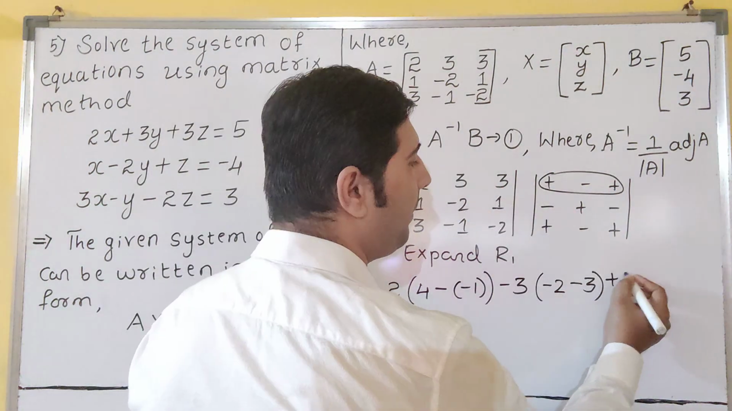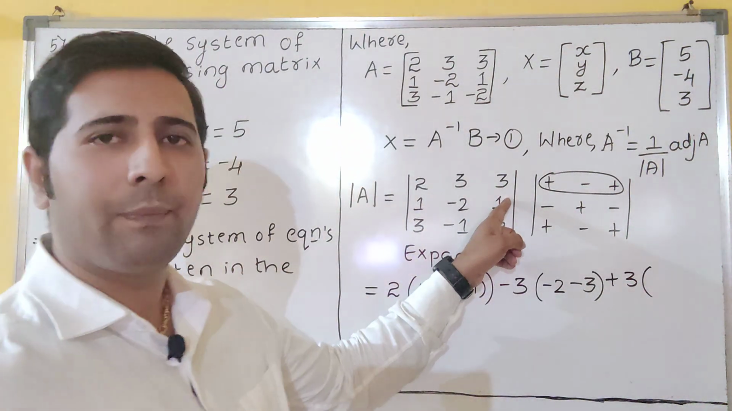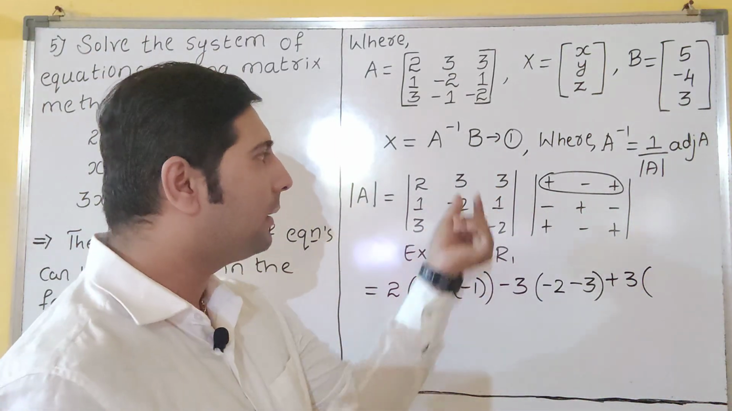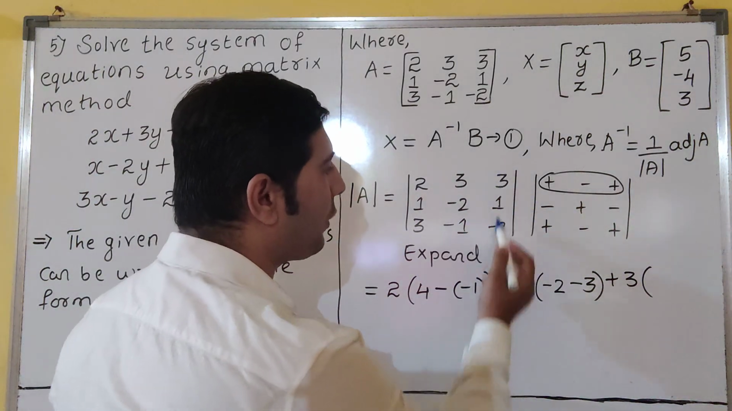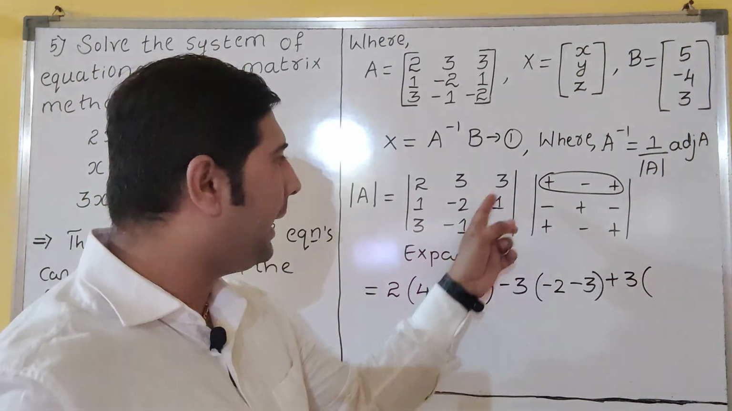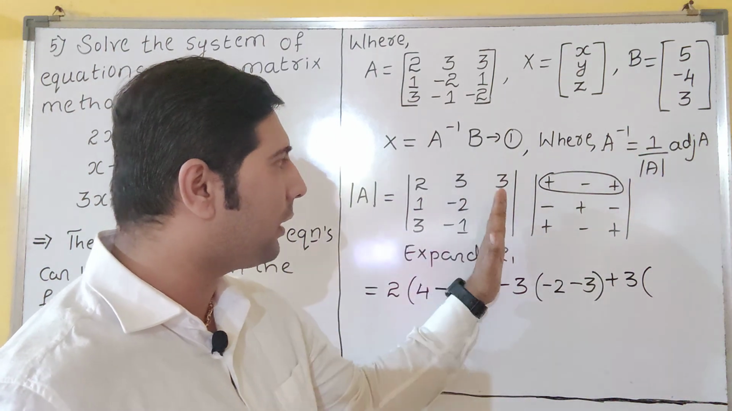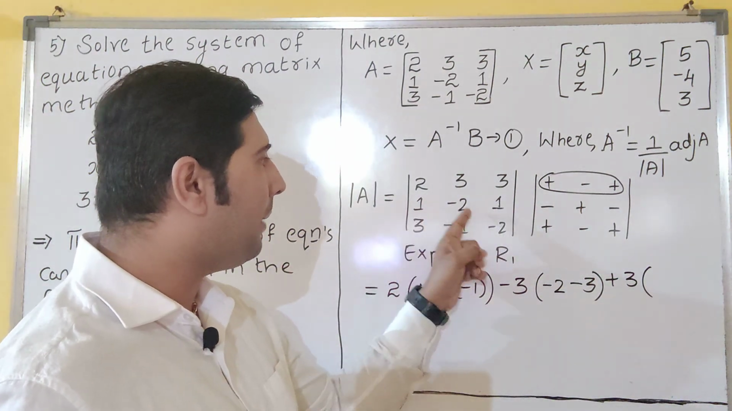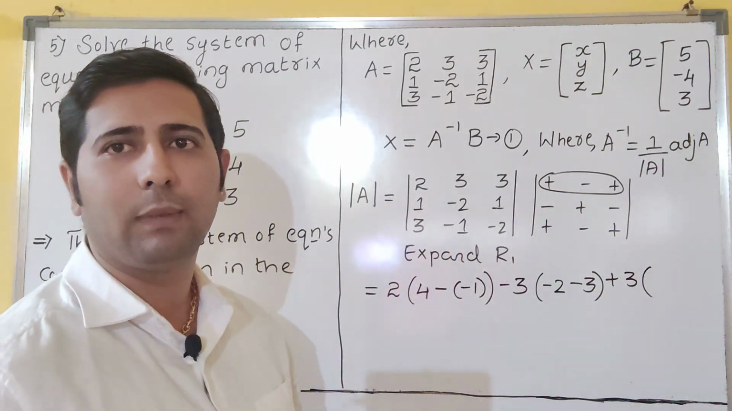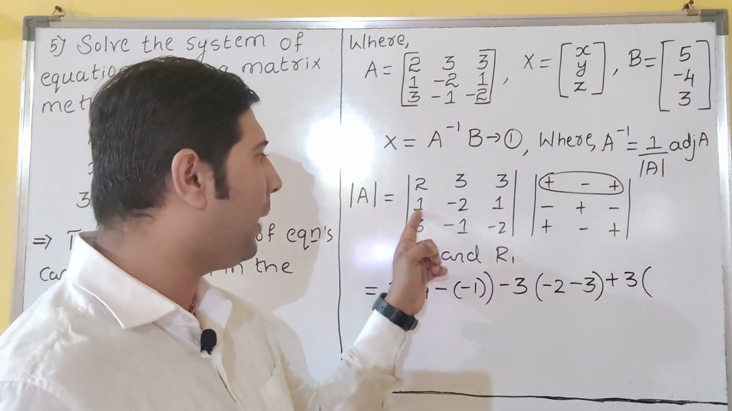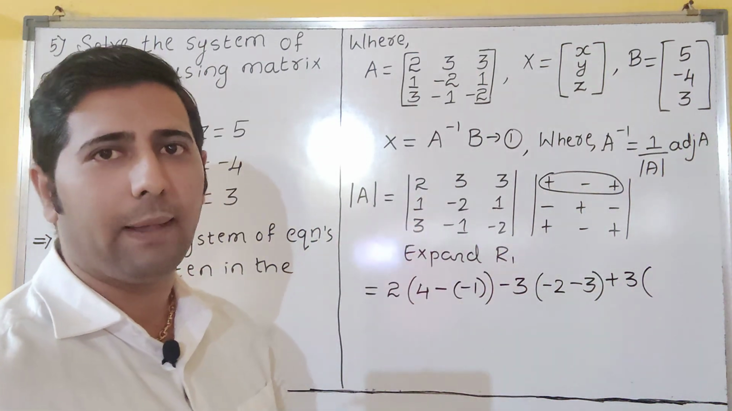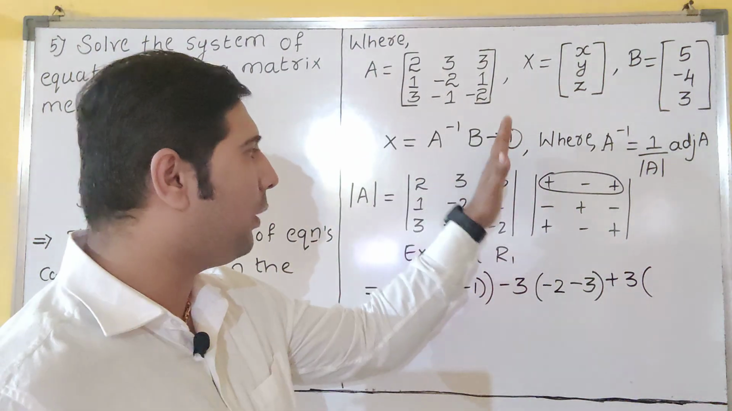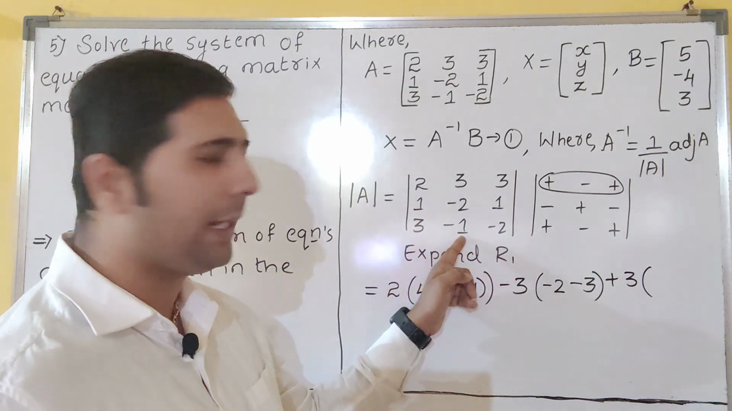Next one, you see. Plus into 3, plus 3. Where is plus 3? In first row, last column. What are you left with? See, where is 3? It is in the first row, last column. You have to leave this. Clear? If you leave this, 1 minus 2, 3 minus 1 remains.